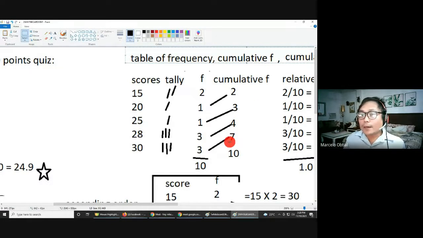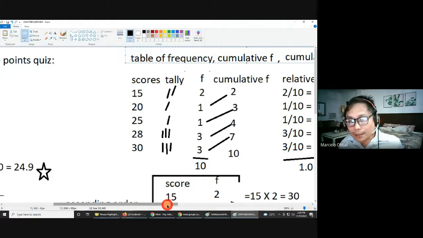Now, there's another way to solve the cumulative frequency. I put a kind of diagonal here. It means you still start with the first row, copy the first frequency, 2. The diagonal line here, you add. 2 plus 1, 3. You now have 3 here. 3 plus 1, 4. So you have 4 here. 4 plus 3 will give you 7. And last, 7 plus 3 will give you 10. That's how to solve the cumulative frequency.